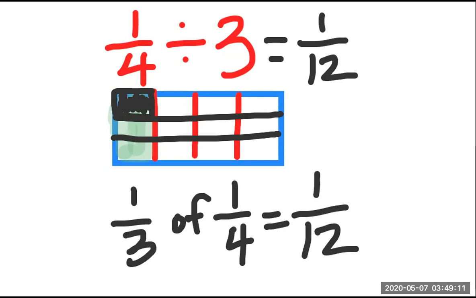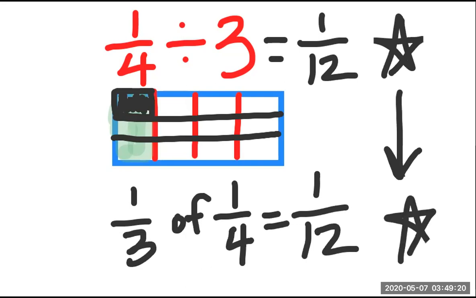So what we're going to do now is we're going to start with a division problem, and we're going to convert it into a multiplication problem. The word of indicates that we are multiplying. So I wrote the word of, but I could very easily have just drawn a multiplication sign there.